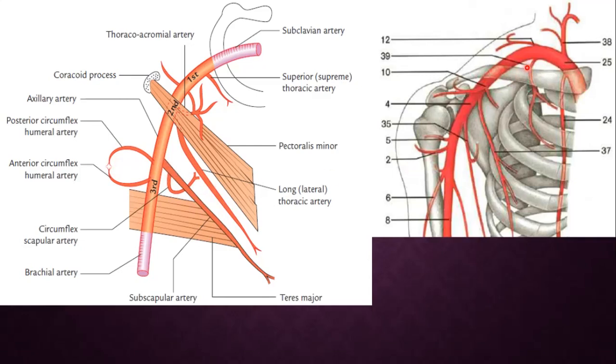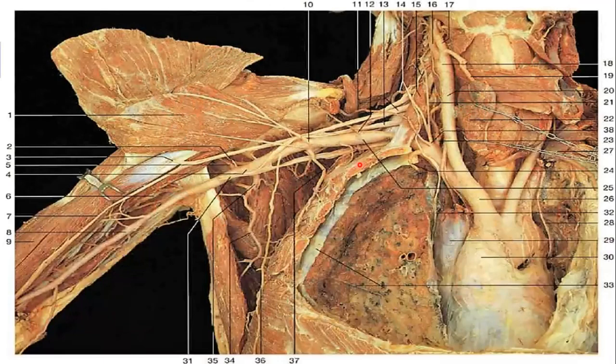The same here. So this diagram is the same as this. You can see here is the circumflex scapular, which will participate in the scapular anastomosis. Then distal to it, this is the thoracodorsal artery, not subscapular. Subscapular is this part before the artery gives off the circumflex scapular, but after giving off, it becomes the thoracodorsal artery. Here is a cadaveric image.